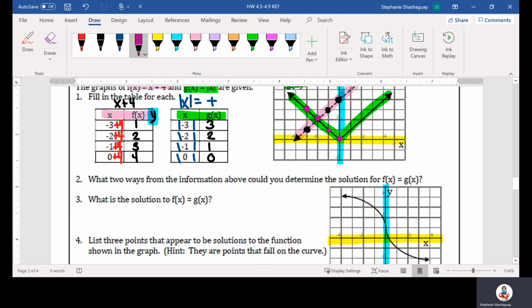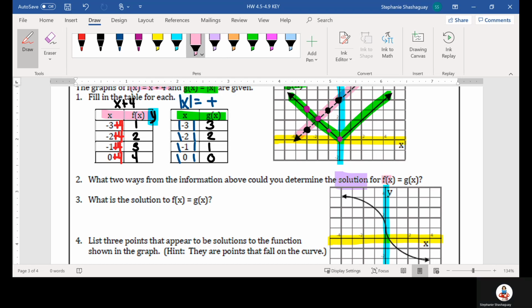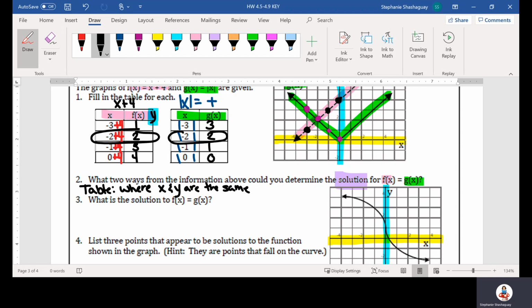What two ways from the information above could you determine the solution for f of x equals g of x? Okay, so they want to know the point where the two lines intersect. So you can do two things. You can look at the table, and it's where your x and y values are the same. So -2 and 2, and -2 and 2. That's how I find it on a table.